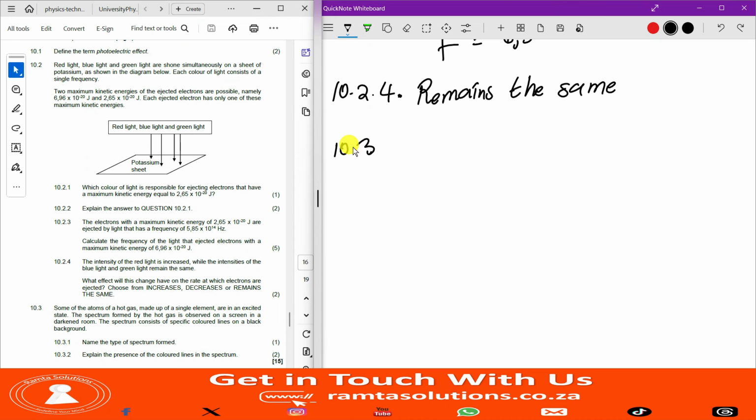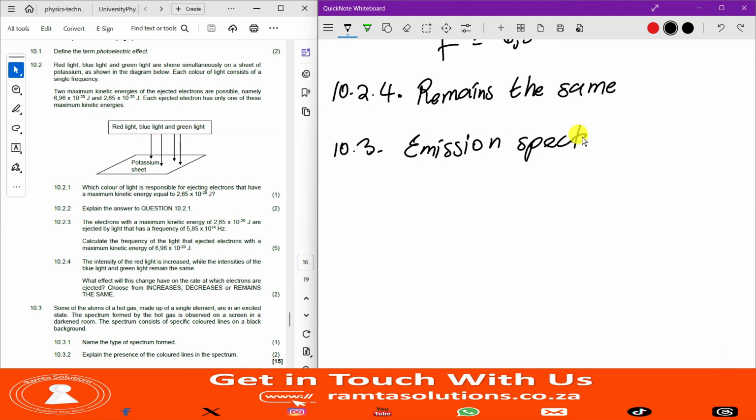Oh, interesting. 10.3.1. Name the type of spectrum formed. It is the emission spectrum, or if you like, you can say line emission spectrum. Okay? It is the emission spectrum. That's 10.3.1.